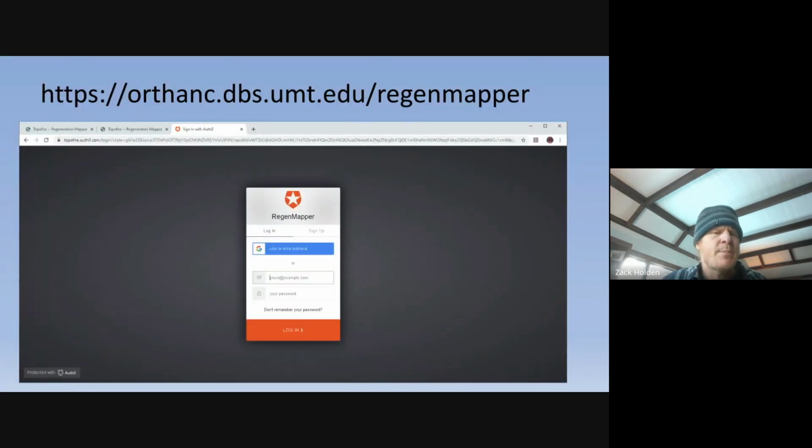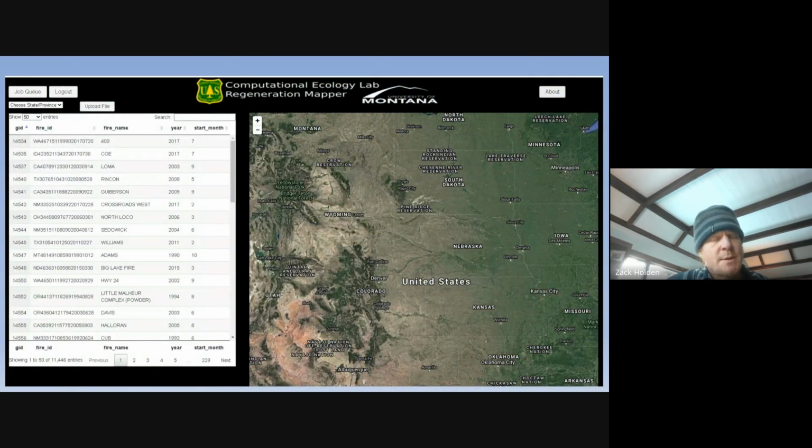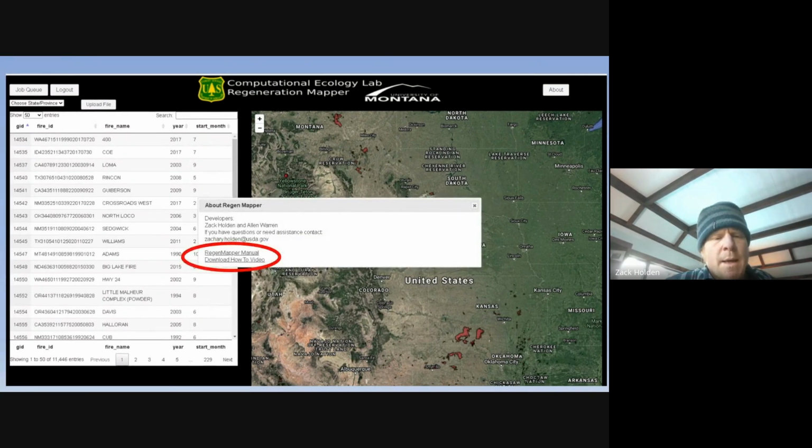So here's a link to Regen Mapper. This will take you to the site. You can go in with your Gmail account or use an email and set up an account yourself. Next slide. And you'll see here a table. This is all the historical MTBS fires we have in a database. So you can search for those and pretty easily run a job for a historical fire. Or there's an upload file feature where you can bring your own burn severity map, which is what most people do for recent fires. Next slide. And if you want more details, there's a user manual that's recently updated. That how-to video is no longer relevant, but that user manual does have quite a bit of information in it.